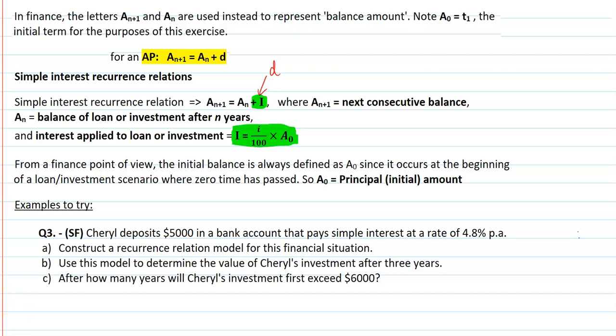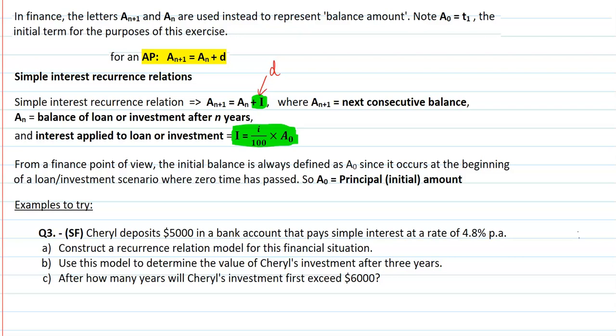Okay, so we're going to try and apply this to an example just to see it working. So we've got our friend Cheryl. She's depositing $5,000 into a bank account that pays simple interest at a rate of 4.8% per annum. We have to construct a recurrence relation to model it, then use the model to find the value of her investment after 3 years. And lastly, using recursion, we'll have to find how many years until her investment will exceed $6,000, and we'll get the calculator to help us do that.